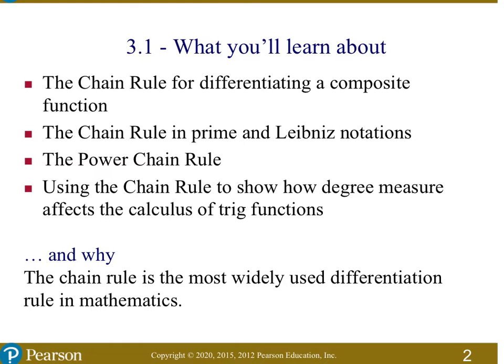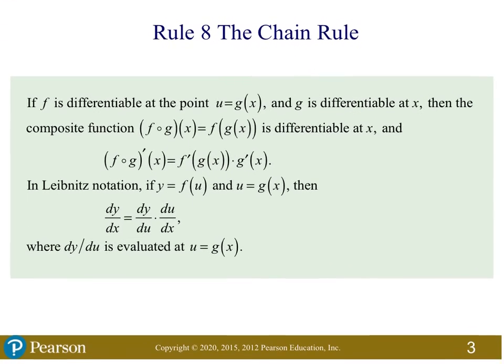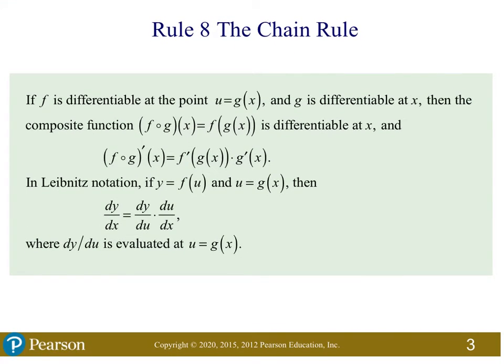Like I said, it's useful for composite functions. We'll see it both in the prime, which is Newton's notation, and Leibniz's notation. We'll see it as it affects power functions and also related to trig functions. Most often, the chain rule is written with nested composite functions, where you would have f of g of x. And so we call one the outside function and one the inside function.